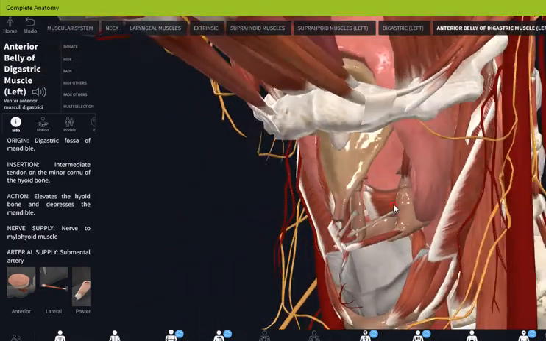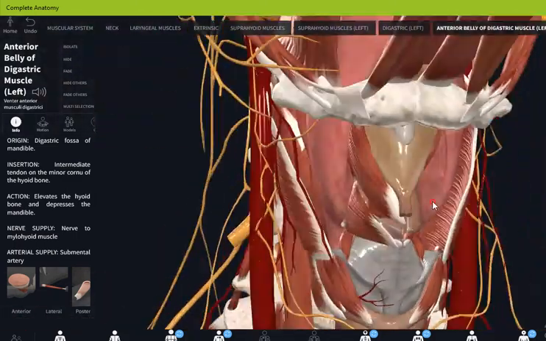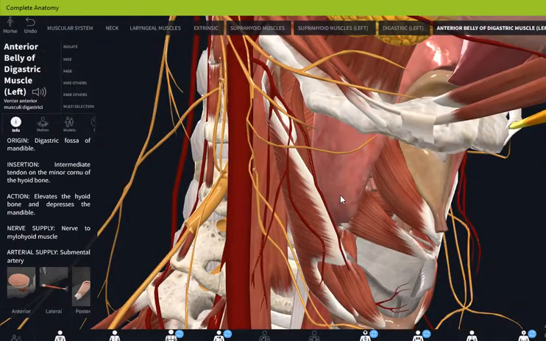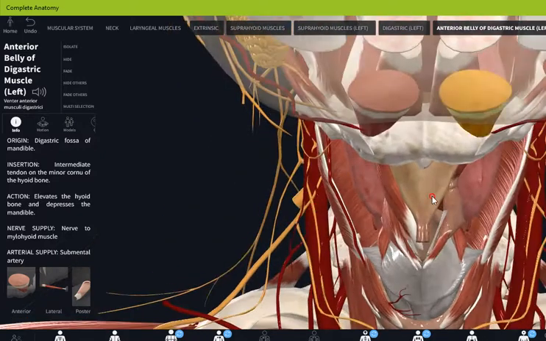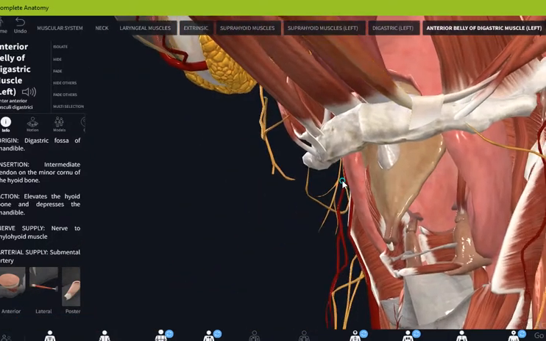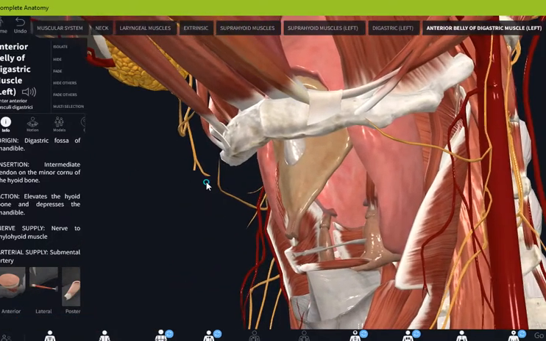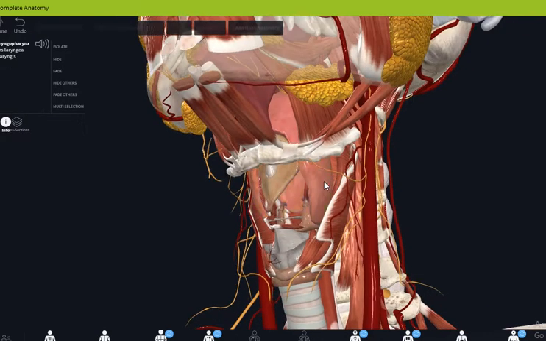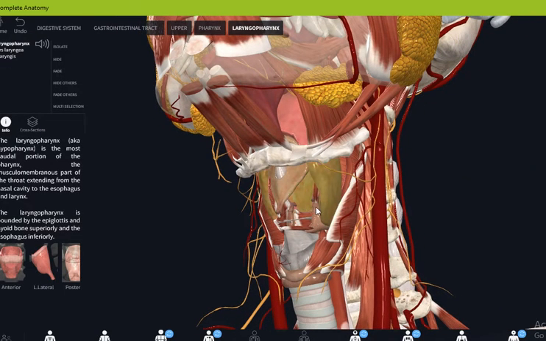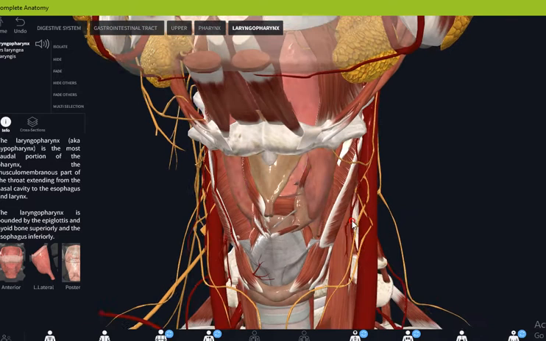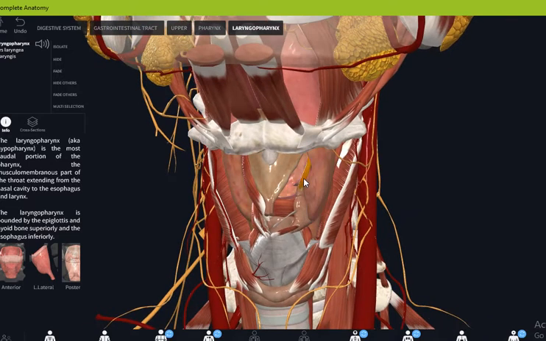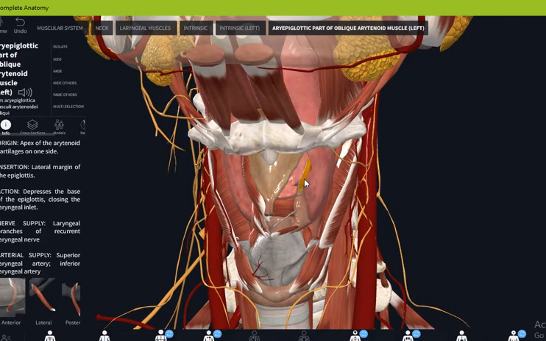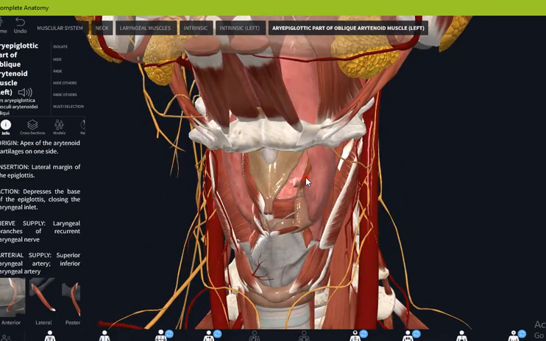Now you have this pharyngeal mucosa, which separates the larynx from the pharynx. So this pharyngeal mucosa is up there. We continue by having a muscle here above. This muscle is going to be called the aryepiglottic part of the oblique arytenoid muscle. So you have this muscle here.